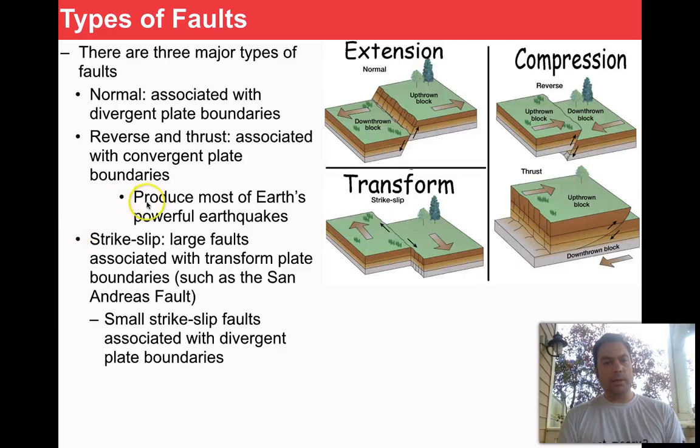And of course, we should note that these thrust faults produce most of our powerful earthquakes. Some of the biggest earthquakes in history, magnitude 9s and greater, are generated on thrust faults.